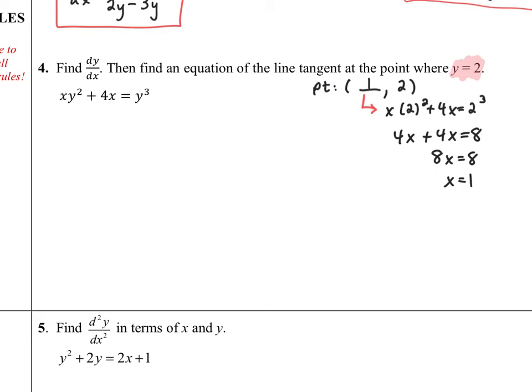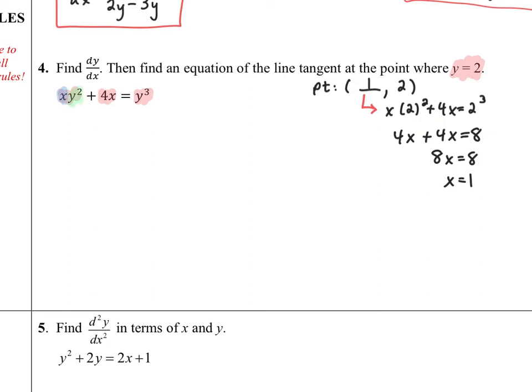And now I have to find the slope, which is my derivative. Term by term, I'm going to find each one of these derivatives. This first derivative is a product, so I have to use a product rule. x is going to be my first, and y squared is my second.